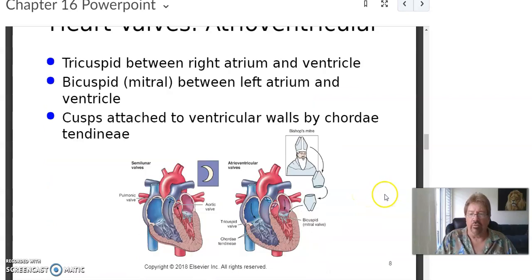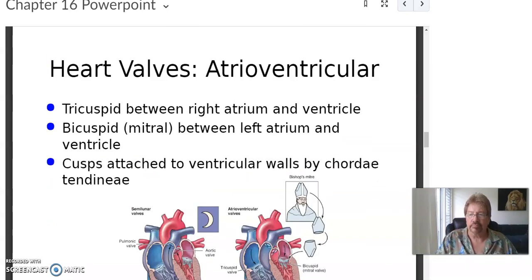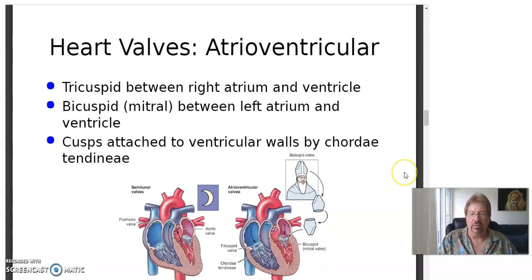Okay, there are 4 valves in the heart. The first ones we're going to talk about are the atrioventricular valves. Just like the name says, it's a valve between an atrium and the ventricle on each side. The one on the right side is called the tricuspid valve. The one on the left side is called the bicuspid, or more commonly, the mitral valve.